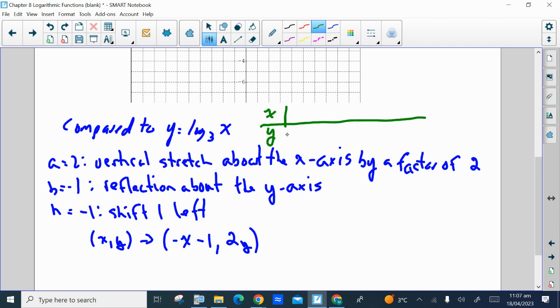If we want to get some points for this, we want to find out what y equals for different values of x using log base 3 of x. Now remember, whatever you put in for x, you're saying 3 to what power equals x.